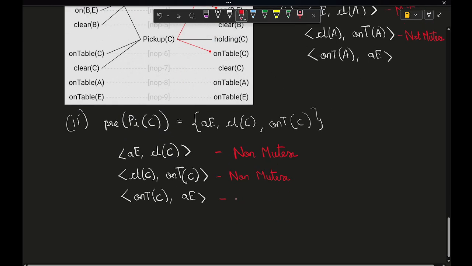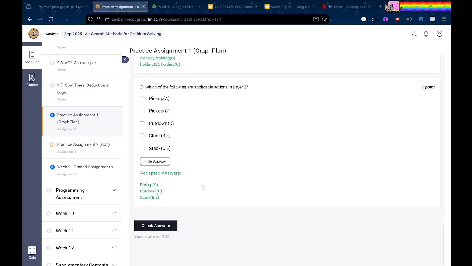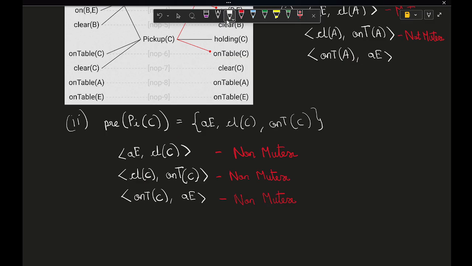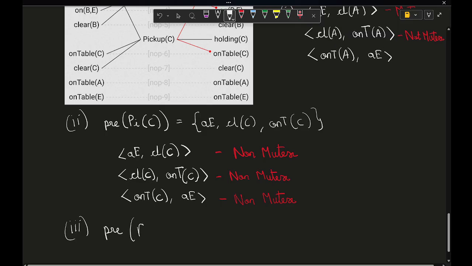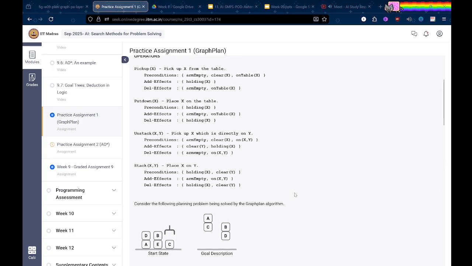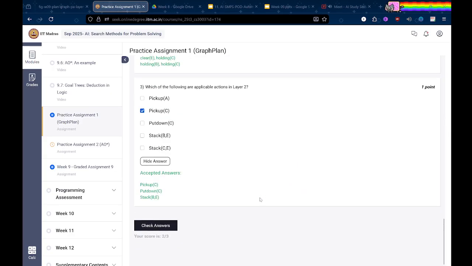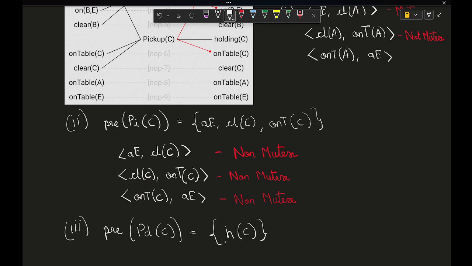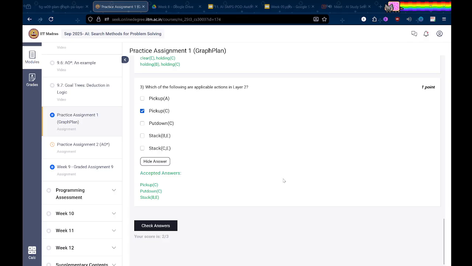So this is also non-mutex, so this is an applicable action. All non-mutex, so applicable. Let's see put down C now. Now the precondition of put down C is that firstly it should be holding C. And that's it, that's the only condition. So because there's just one condition, of course it is going to be pairwise non-mutex with itself. So that's why it's straight up applicable.